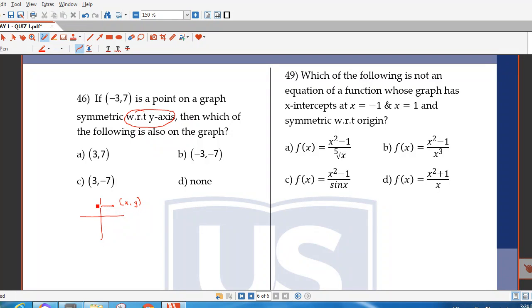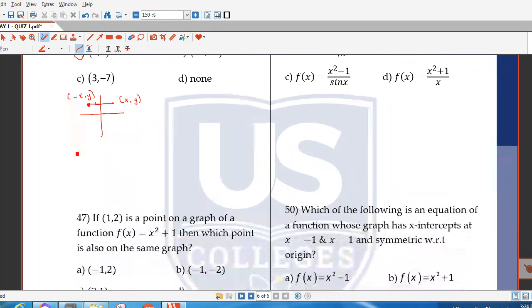If we are talking about symmetry with respect to y, what's happening? X is changing the sign, but y is going to be the same. So negative x, y will be the new point. What is the logic? The first component x has to change the sign, but the second component will be the same. Change the sign of x, don't touch the y component. 3 and 7 will be the answer.